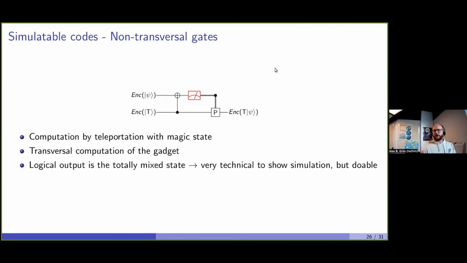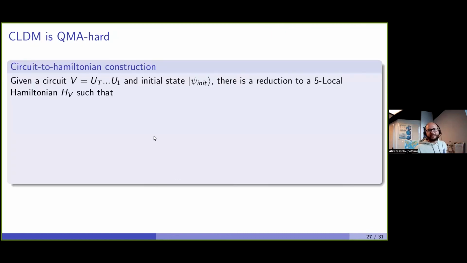So just to summarize, you have this error correcting code where you can simulate the code words, and where you can simulate each step of the computation of applying some gate on the encoded data. Okay, so these are the tools that you need.